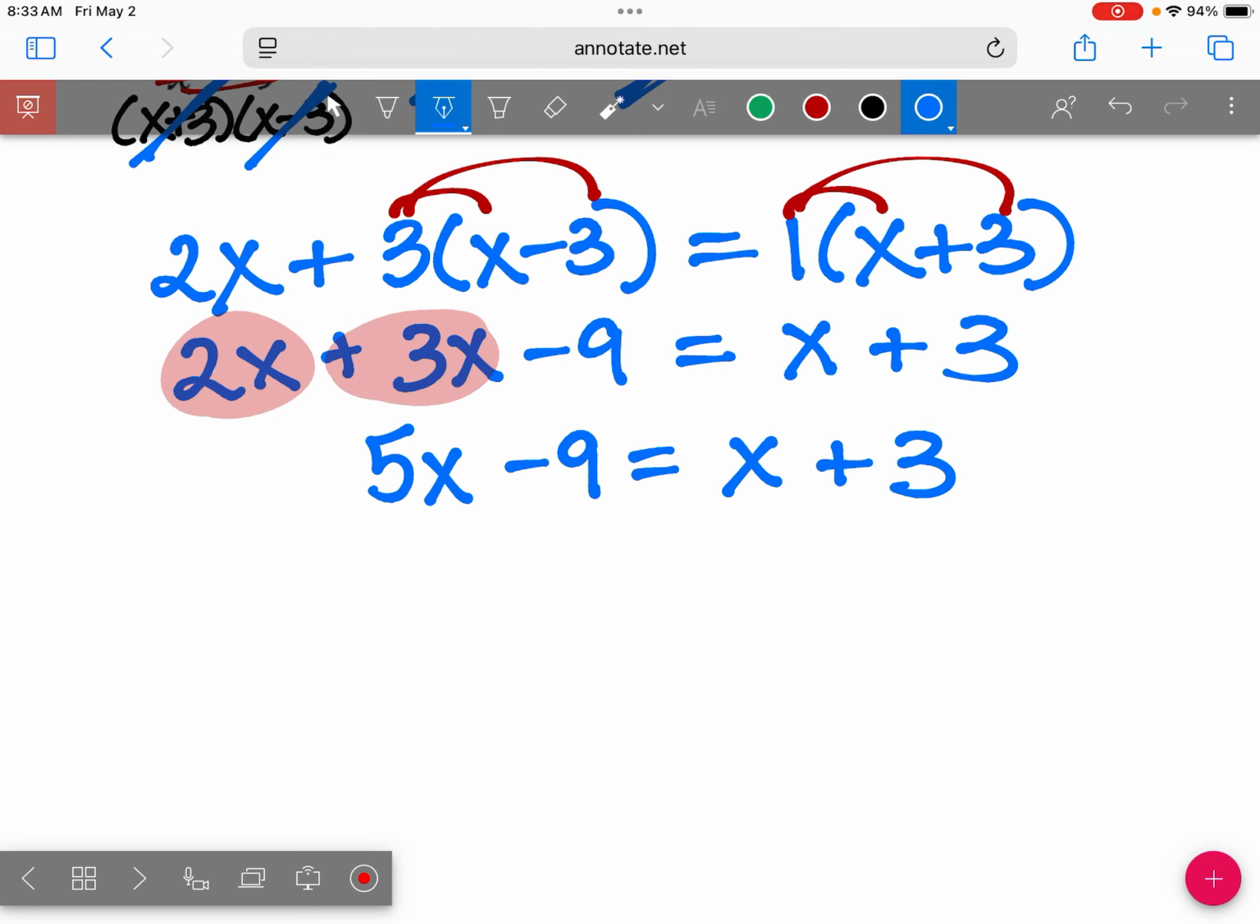So now I don't have any like terms on either side, so I need to start moving stuff. I need to move this over. It's positive, so I'm going to subtract it.